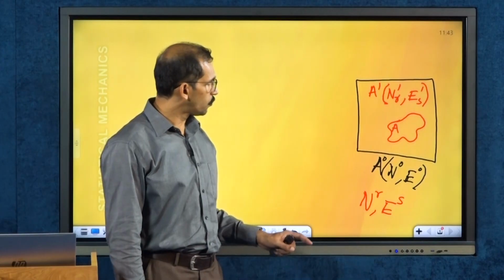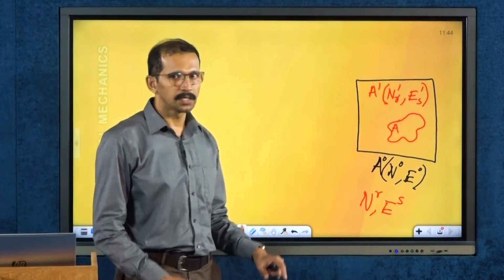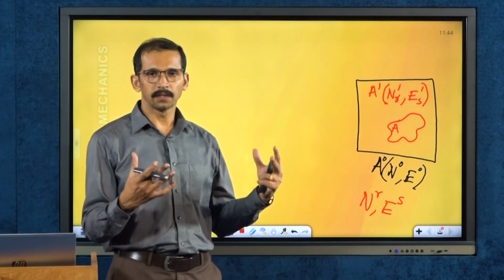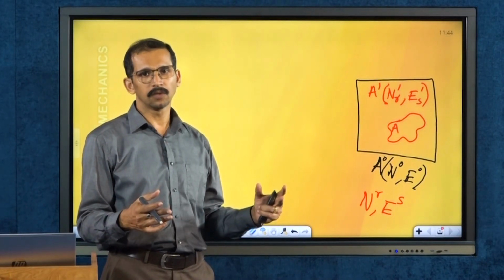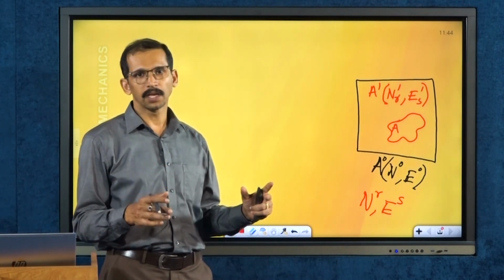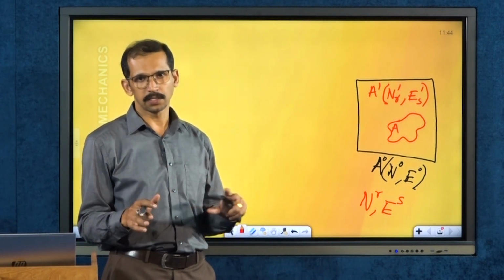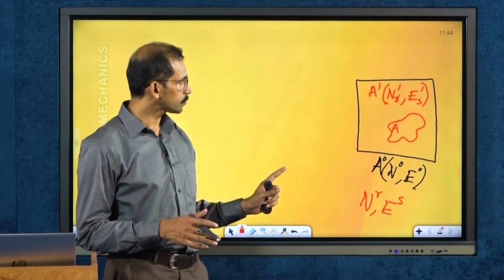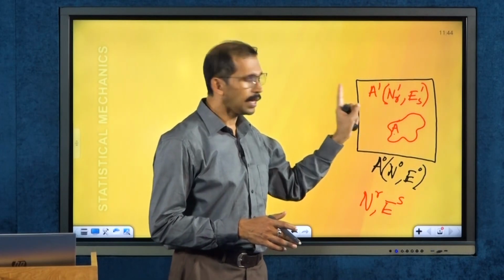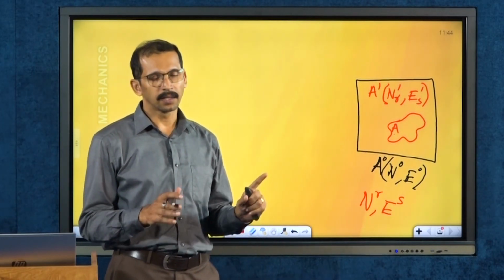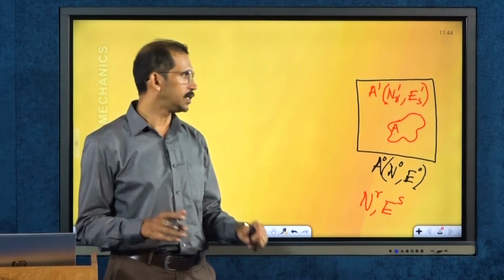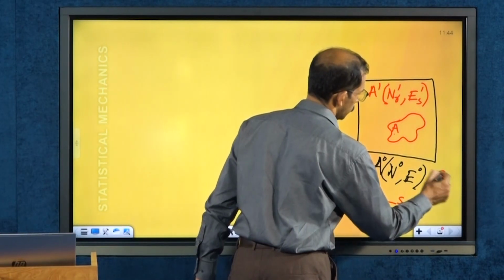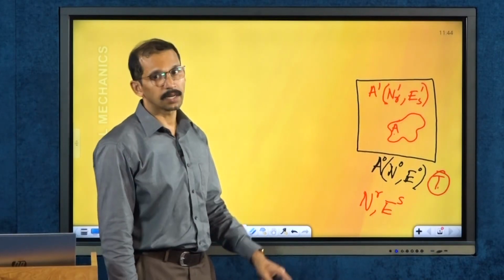Similar to the canonical ensemble, this is a case of a heat reservoir. Heat reservoir means the box has immense capacity to compensate for any kind of temperature changes in the system, which means that at thermal equilibrium both A and A dash are at a common temperature T. So, both A and A dash are at the same temperature.